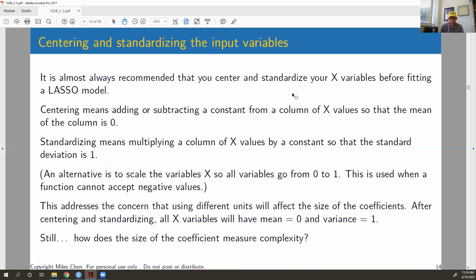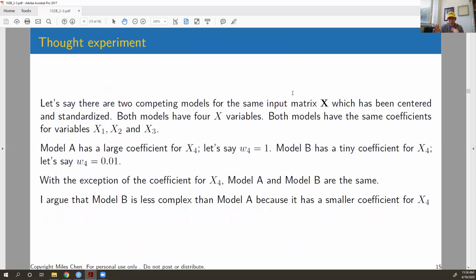Okay, so let's go back to here, right? So we're going to center and standardize all of our variables, so we don't have to worry about this units thing affecting our model complexity. But then you can still ask, well, how does the size of the coefficient measure model complexity, right? And so here's an example. Let's say there's 2 models, both of them use 4 variables. And both of these models are pretty much exactly the same, except for the coefficient of the 4th variable.